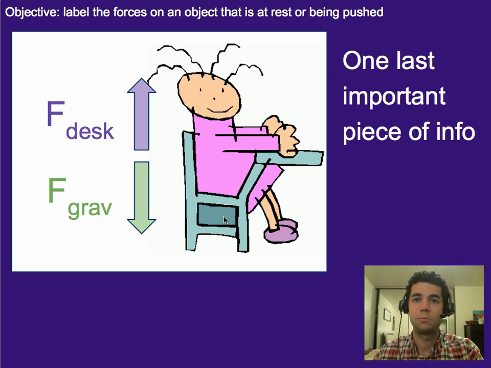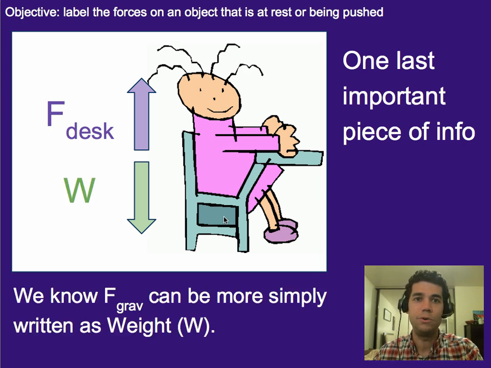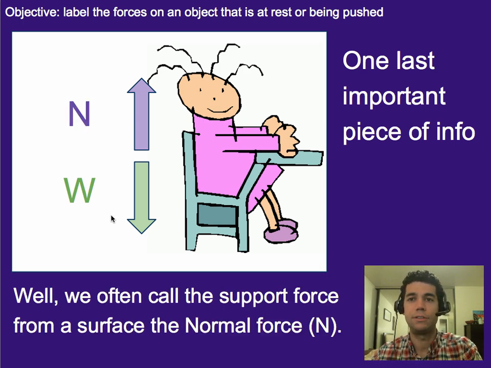There's one last important piece of info that I want to tell you about. We know that the force due to gravity is weight, so instead of writing the subscript down here, which when in doubt, just write F and then whatever is providing the force, we can simply write this as W for weight. We can also abbreviate the supporting force, or whatever it is that's holding something up. It's often called the normal force, sometimes the reaction force, but it's represented with N.